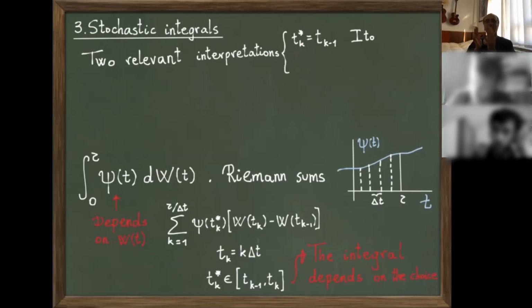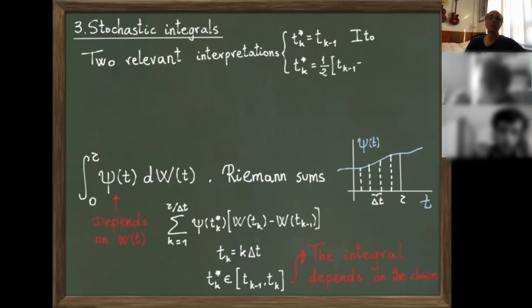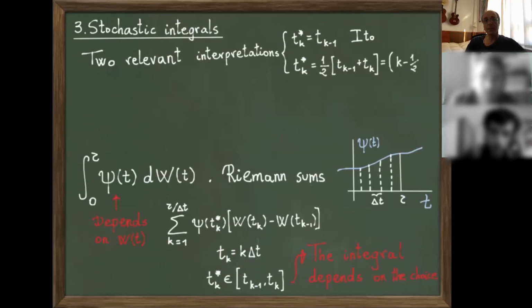This is a reasonable choice because we have some causality, no? What happens in the future only depends on the past. So I have my randomness at the beginning of the interval. So it makes some sense, okay? But it also makes some sense to evaluate the function in the middle point. This is, in Riemann, we know that this is also a nice approximation, no? That we can take the middle point of the two. In this case, since tk is k times delta t, the middle point will be (k minus 1/2) delta t, okay? And this is called the Stratonovich interpretation.